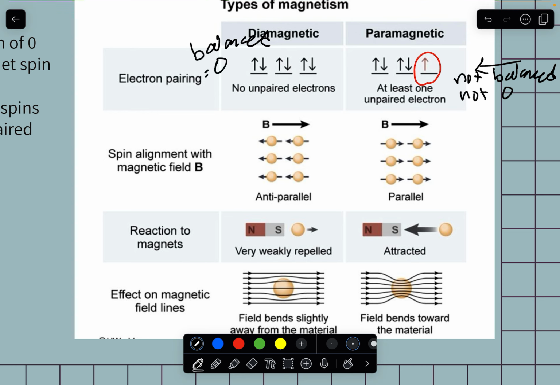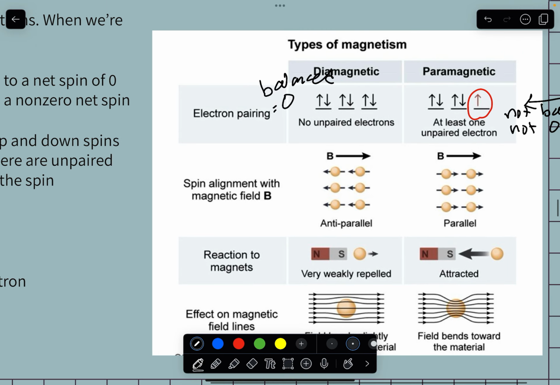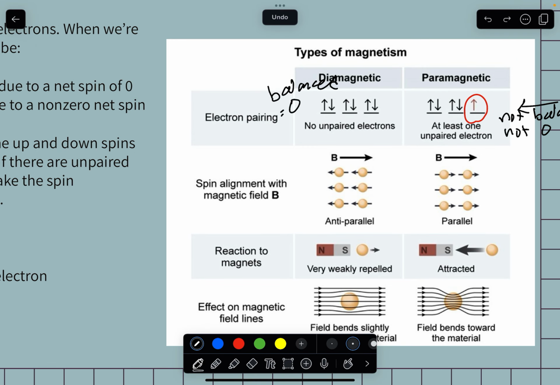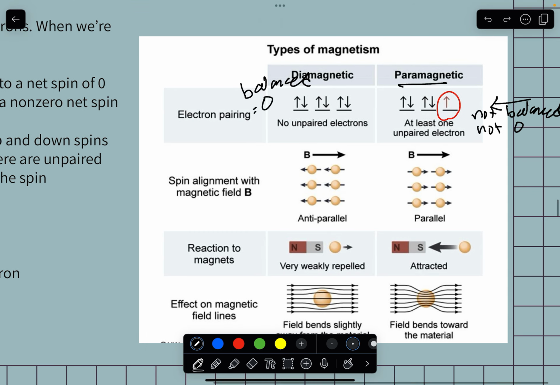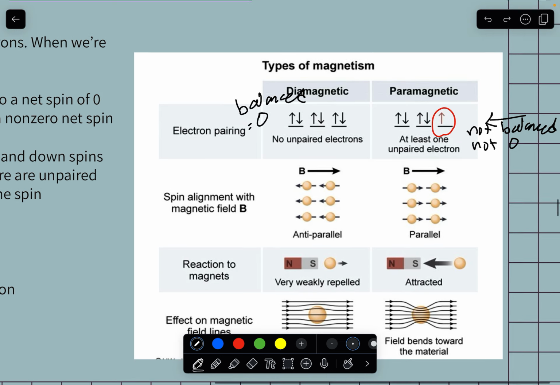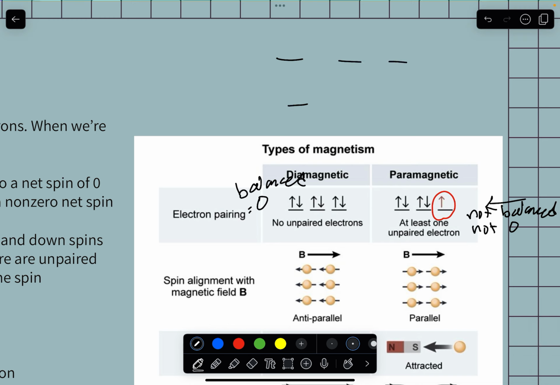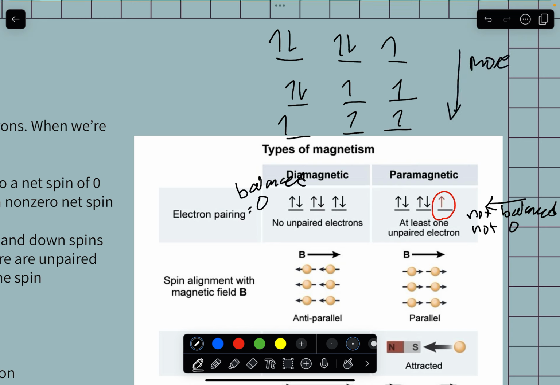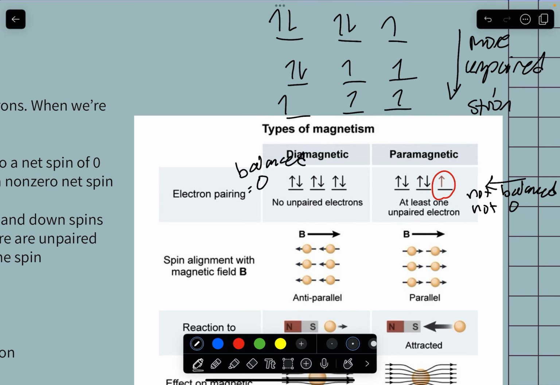Okay, so what this means is if it's diamagnetic, everything's paired together, and the net spin is 0. Paramagnetic, you have an unpaired electron, so it is not going to have a net spin of 0. And the more unpaired electrons you have, so in this example, we only had 1 unpaired electron. If you have 2 unpaired electrons, or 3 unpaired electrons, the more unpaired you have, the stronger the magnetism.